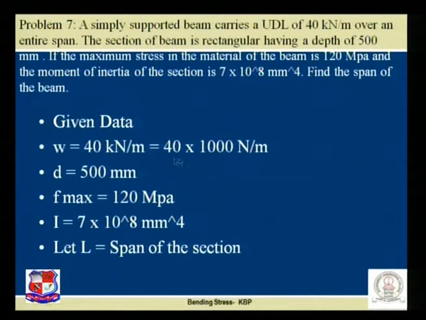per meter. If I multiply with 1000, it is 40,000 Newton per meter. The depth of the section which has been given to us is 500 mm. The maximum value F max which is given to us is 120 Newton per mm square, while I is 7 into 10 raised to 8 millimeter raised to 4. Let L, that is the span of the section, be the unknown parameter.